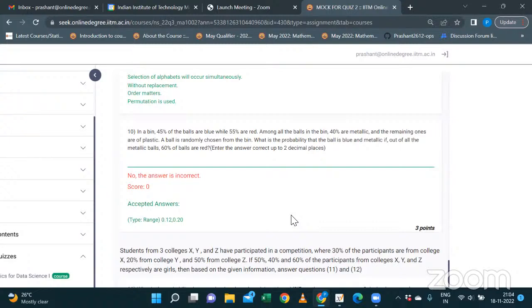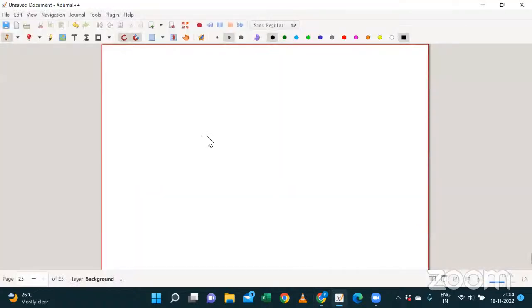I can't say surely, but you can take it. The thing is that for 100, it's okay. Suppose 45%, I can say 45 balls are blue out of 100. That means it's 0.45. It's fine. But when you are saying 200, then you have to double the things. That means 90 balls are blue out of 200.